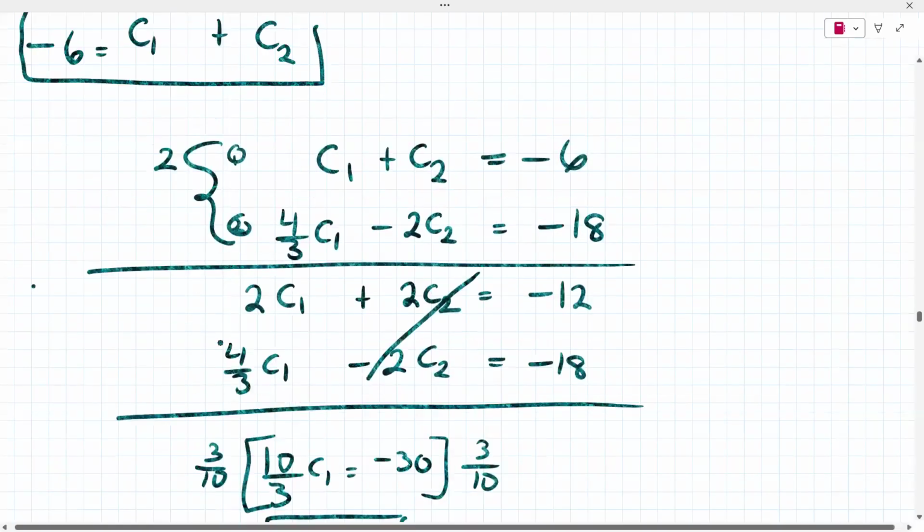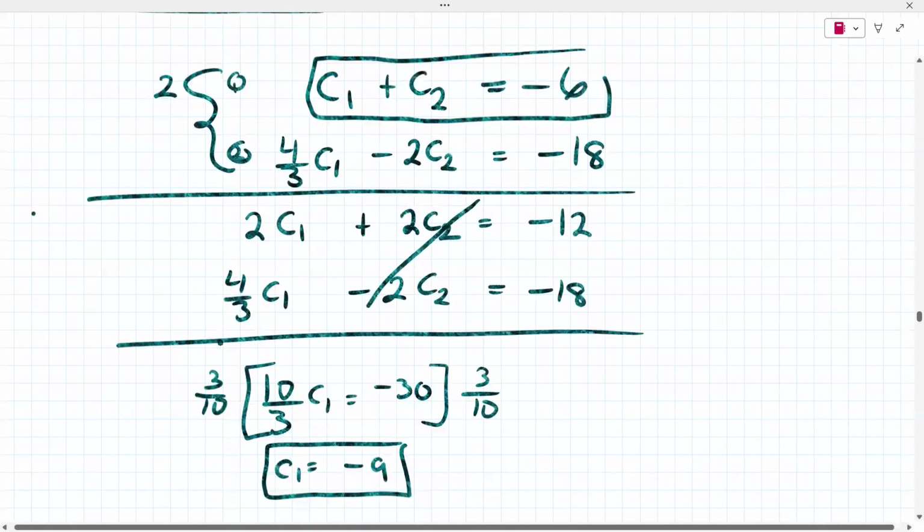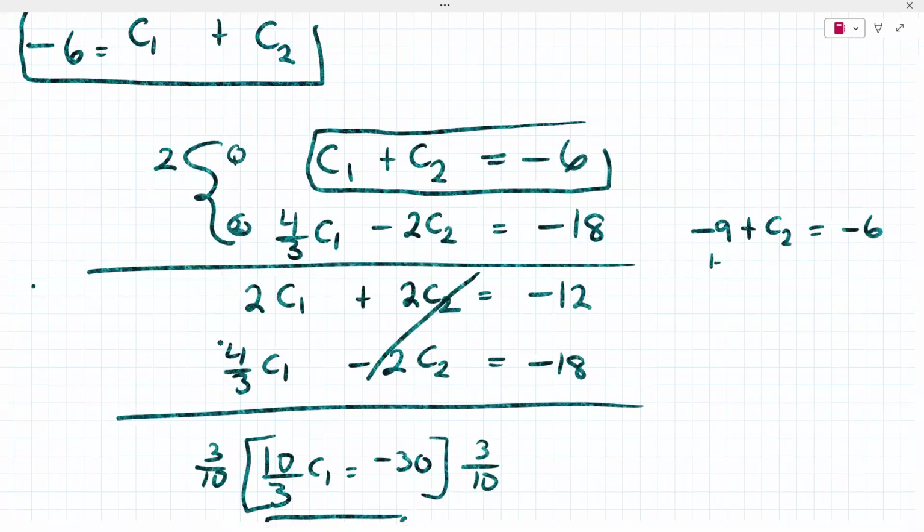Now let's find our C2. Where could I put it? I think I'll put it in the original. So I'm going to replace my C1 with negative 9 plus C2 equals negative 6. Solve for C2 by adding 9. C2 equals 9 minus 6, which is 3.